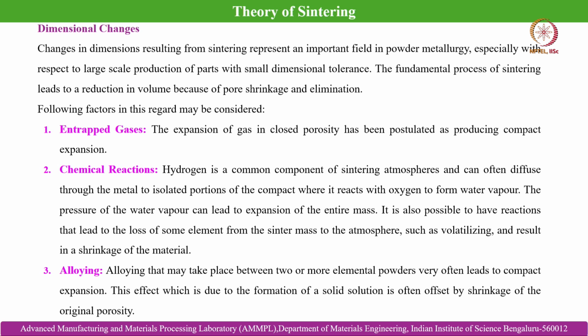Number 1 is entrapped gases. The expansion of gas in closed porosity has been postulated as producing compact expansion. Number 2 is chemical reaction. Hydrogen is a common component of sintering atmospheres and can often diffuse through the metal to isolated portions of the compact, where it reacts with oxygen to form water vapor. The pressure of water vapor can lead to expansion of the entire mass.